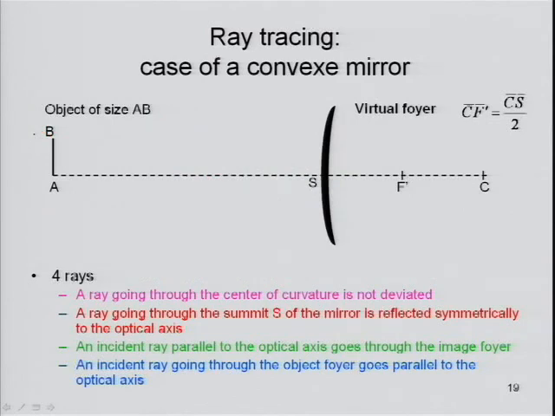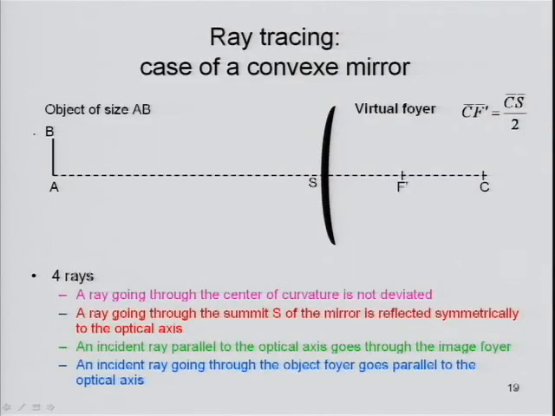So let's do now the convex mirror. Now I have a convex mirror. The center of curvature of my mirror is on the other side of my mirror, and it is called a virtual focal point. Same configuration, I have an object AB, and I want to find the position of the image. So first ray, the first ray going through the center of curvature C is not deviated. So I'm going through the mirror. But the center of curvature C is on the other side of the mirror. So let's not draw it as a plain ray.